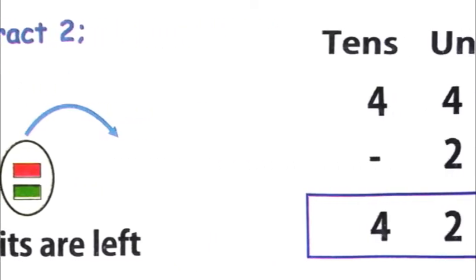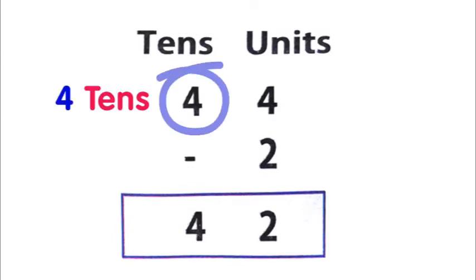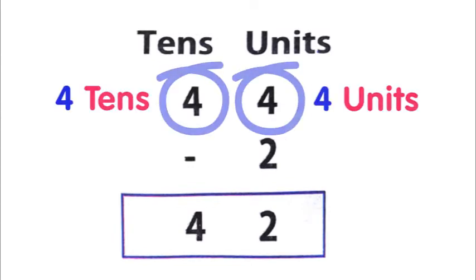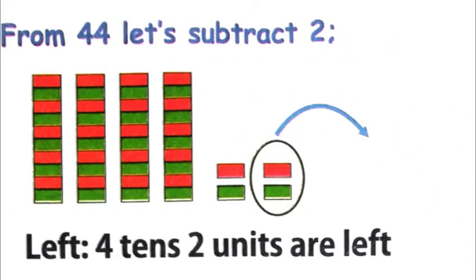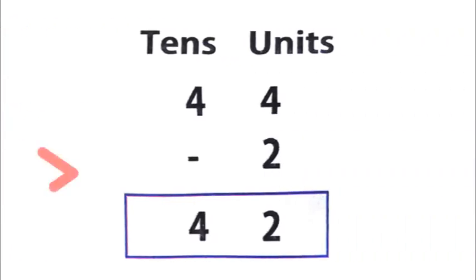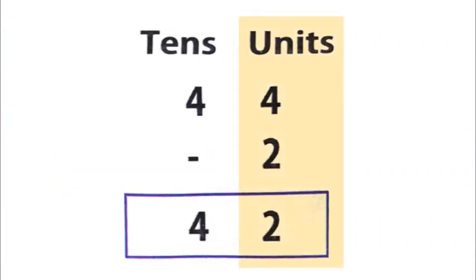Okay, so now how have they written this sum? First, 44 means 4 tens and 4 units, right? So they have written 4 tens and 4 units. Then they want us to subtract 2. That's why they have circled the 2. So that 2 you will write under units. Then what do you do to get the answer? You subtract, you take away or you cut.